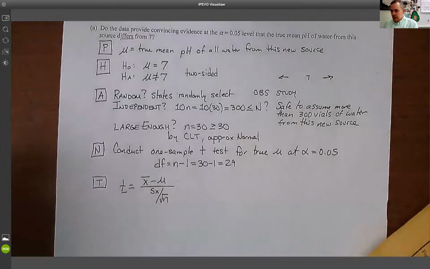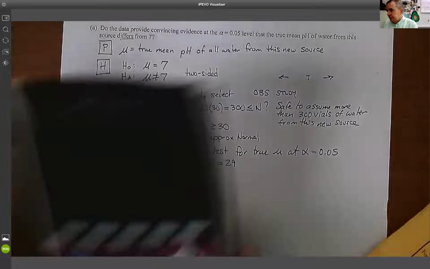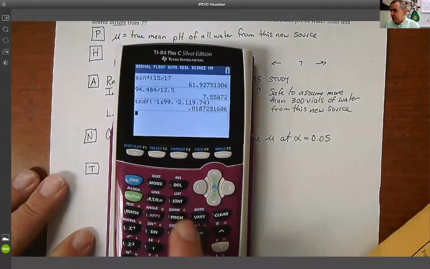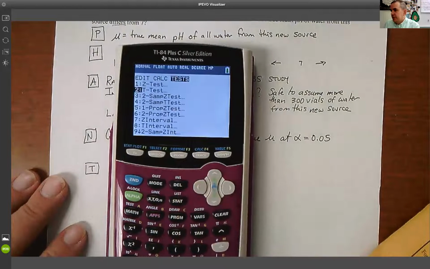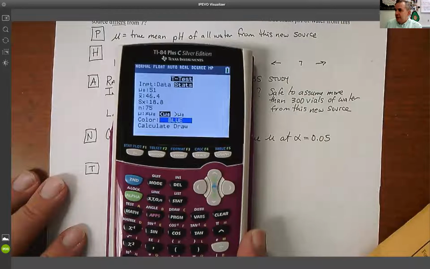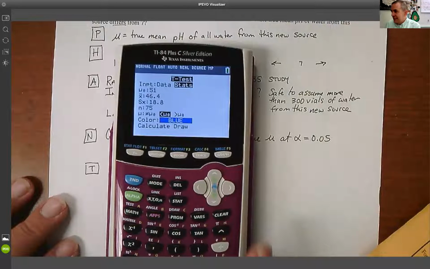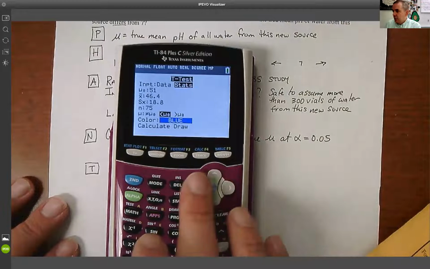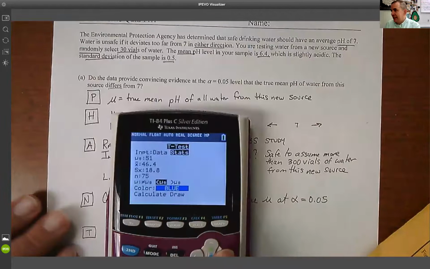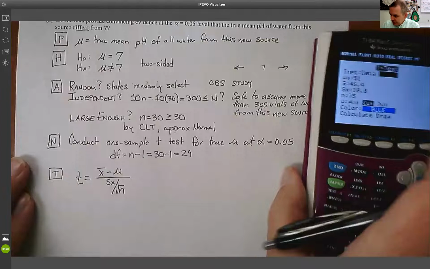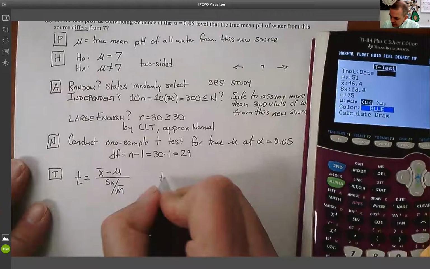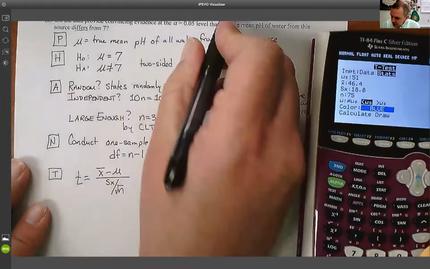So again, what I'm going to do is go to stat, go to tests, and do number 2, a t-test. We can either do data or we can do stats. In this case, we're going to go with stats because they gave us stats in the problem. The stats they gave us were as follows. They told us that the X bar was 6.4.